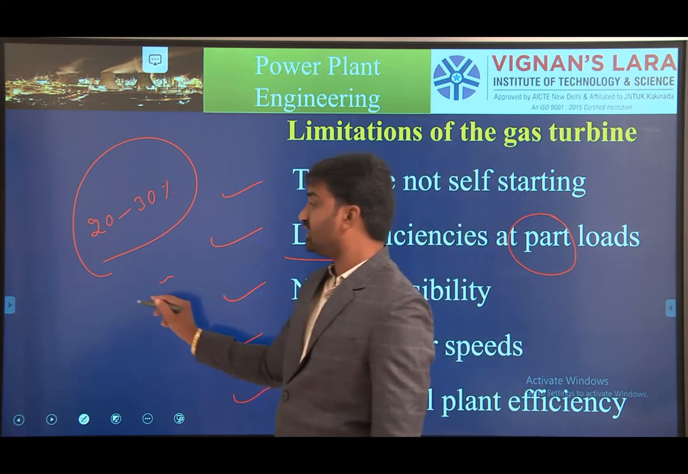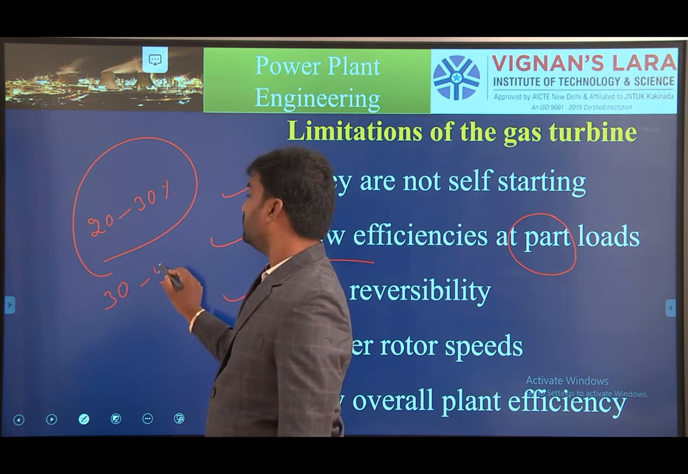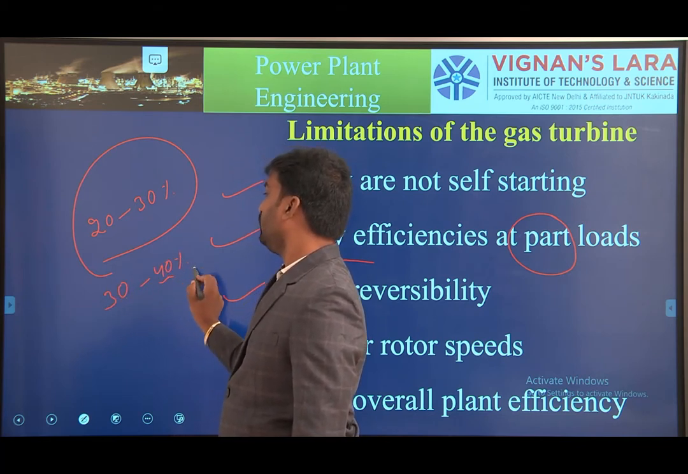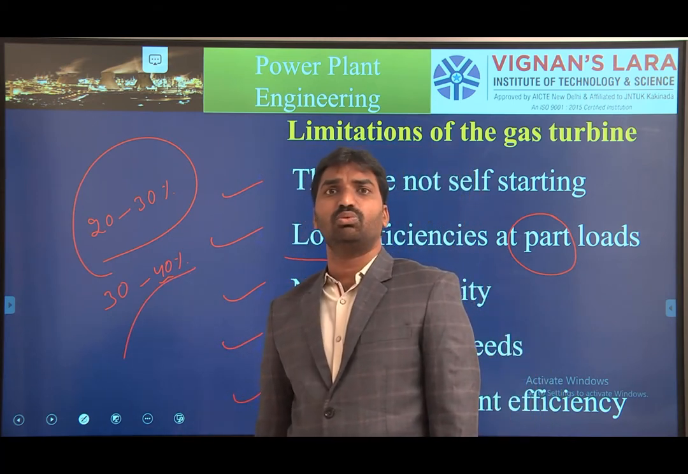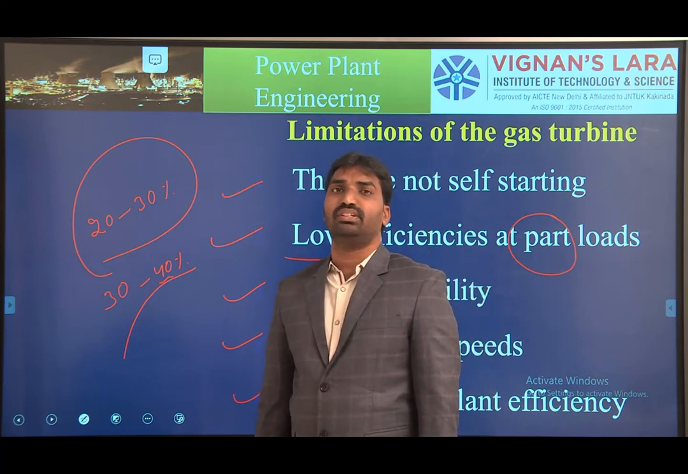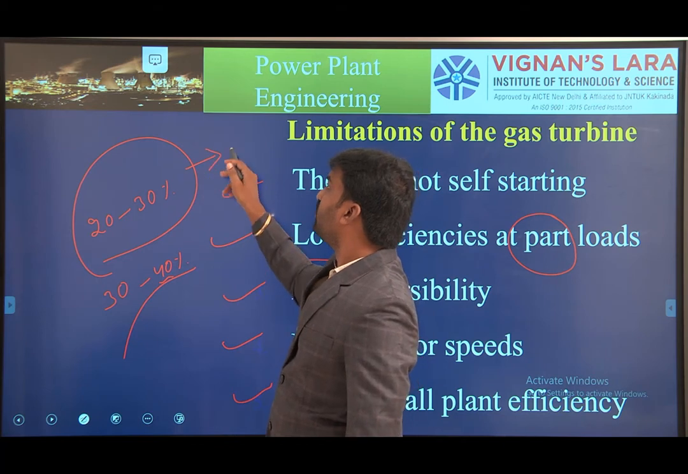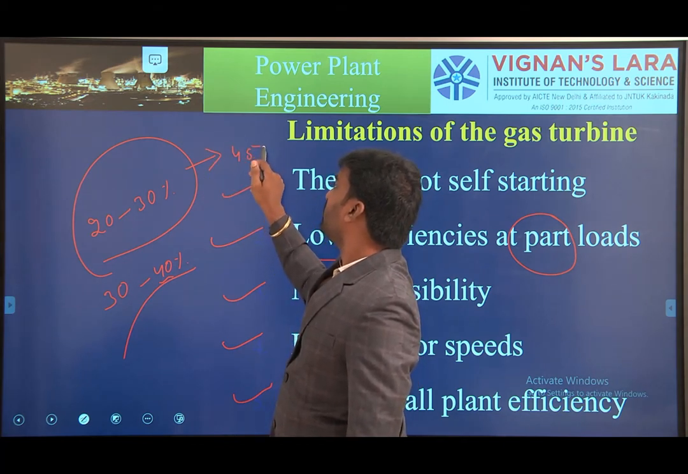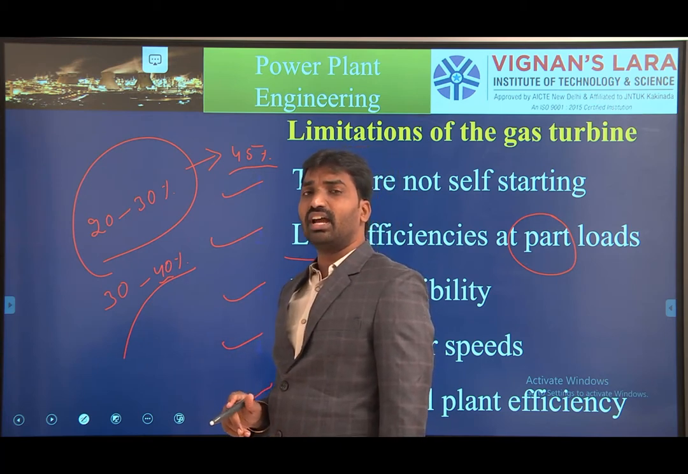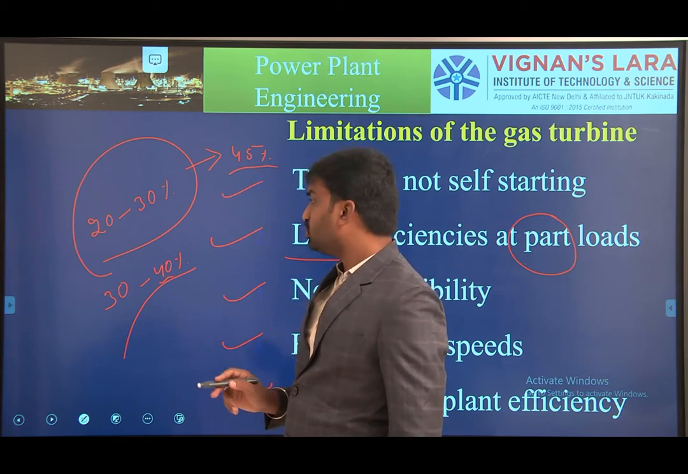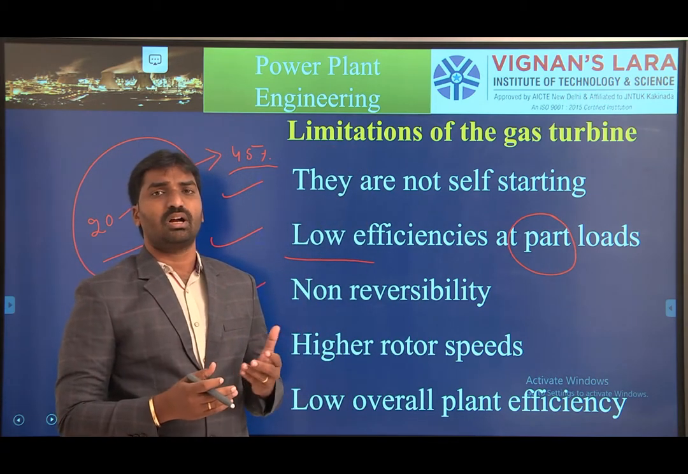But in the case of steam turbine power plants, the efficiency starts at 30% and goes up to 40%. So nowadays, most of the research work is going on to improve the efficiency of gas turbine power plants. The possibility is up to 45%. So how will we get a higher efficiency? We can do it with proper processes, a proper combustion process, and a proper compression process.